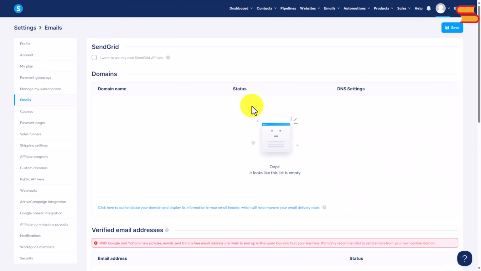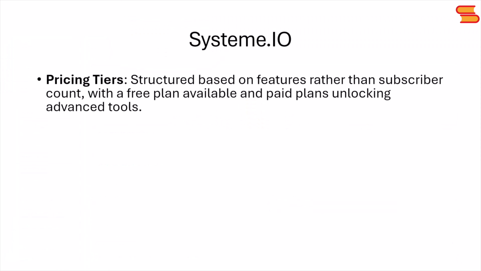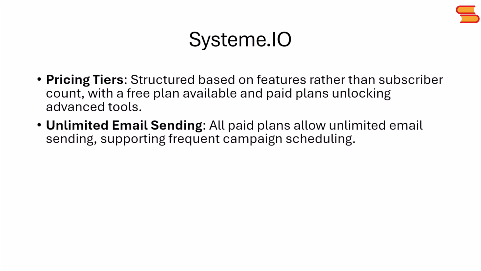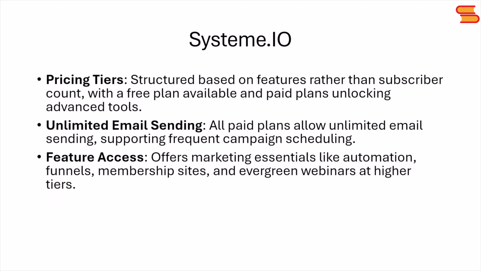And to use the email platform, you can either use System.io or you can use a SendGrid API key to assist you with deliverability. However, System.io does have a built-in autoresponder. So the pricing is more based on the platform and less on your email subscribers. Because the platform is not a dedicated email platform, it does allow for unlimited email sending. It's really tied to the course platform more than anything else. And the features are more based on the platform themselves. So it's not so much based on email.